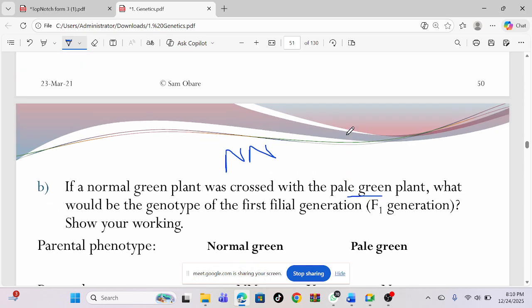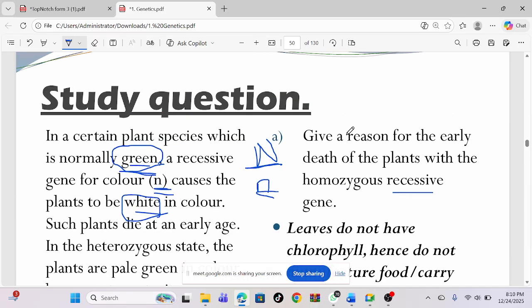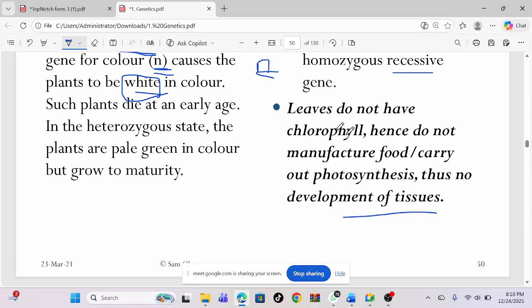So what color is pale green now? What does pale green contain? Look at the question. Such plants die at an early stage, in the heterozygous state. Heterozygous, you know. Heterozygous, as I told you last night, is someone that has dominant and recessive at the same time. So it has a capital letter and a small letter. In simple terms, this is known as heterozygous.